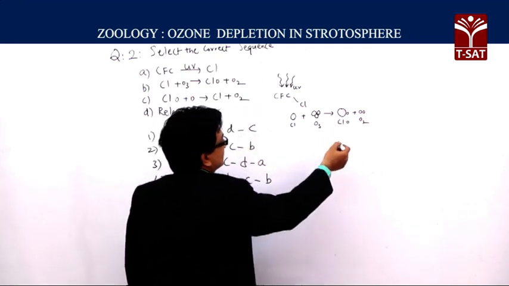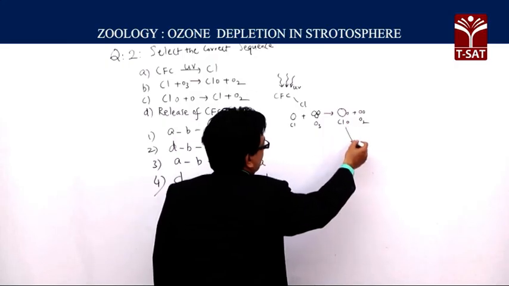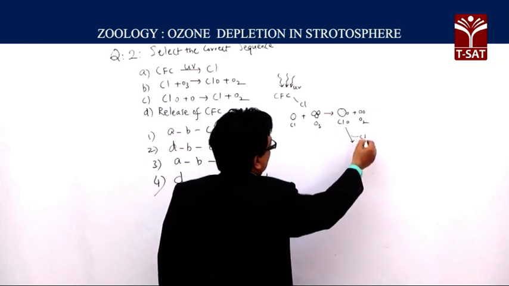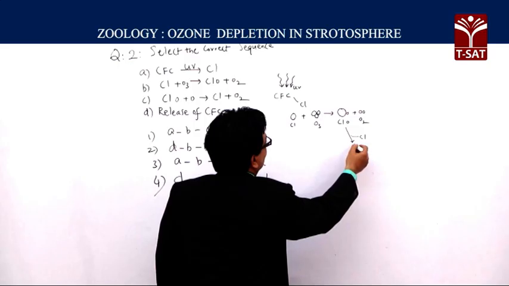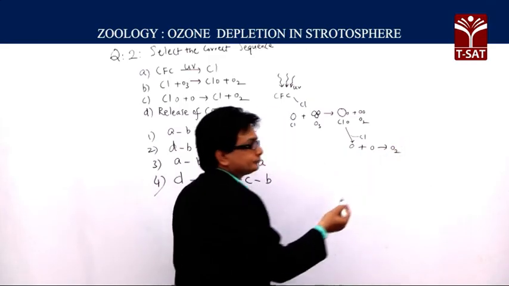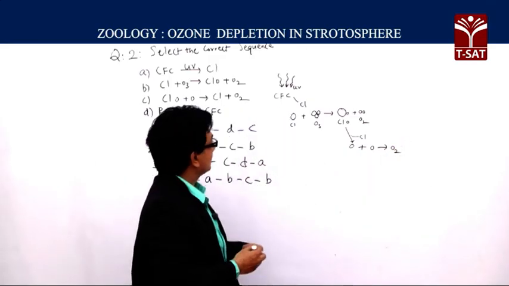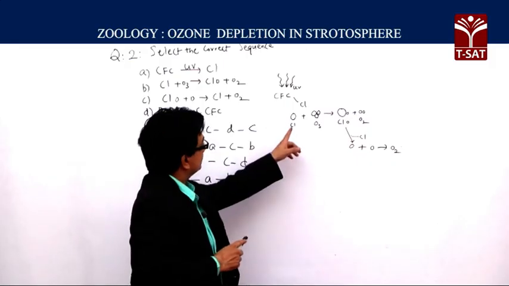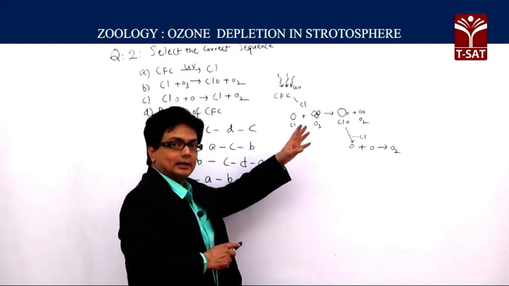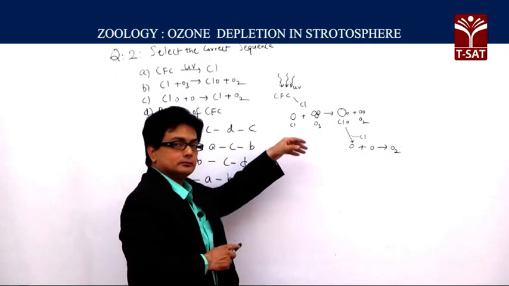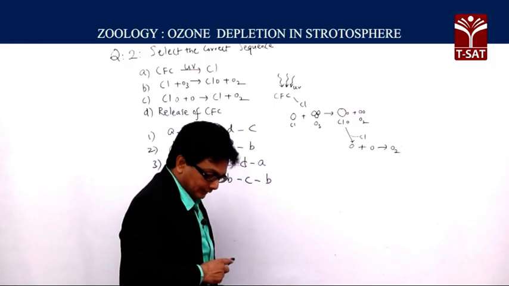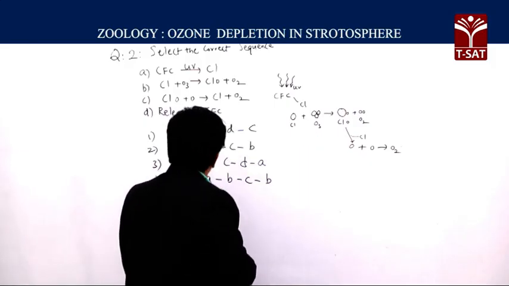Now, this ClO will be releasing away the chlorine, the Cl atom, and then finally this oxygen will combine with O to become O2. So in this particular process, we can see that again and again the chlorine atom will be recycled, acts like a catalyst, and accelerates the ozone depletion. So, after this basic concept, let us see how to tackle this question.